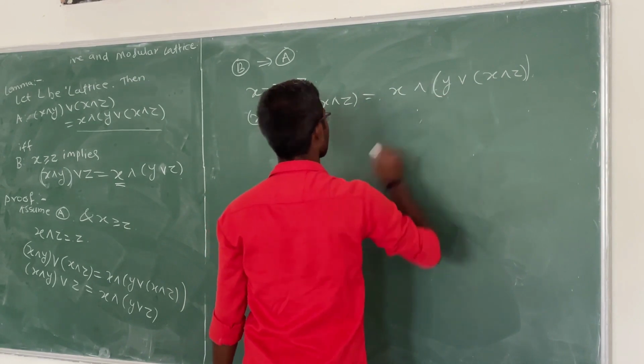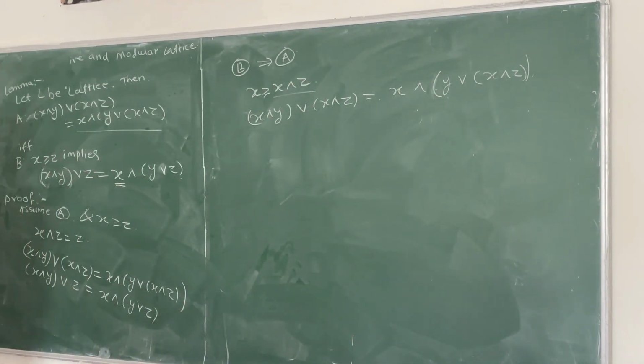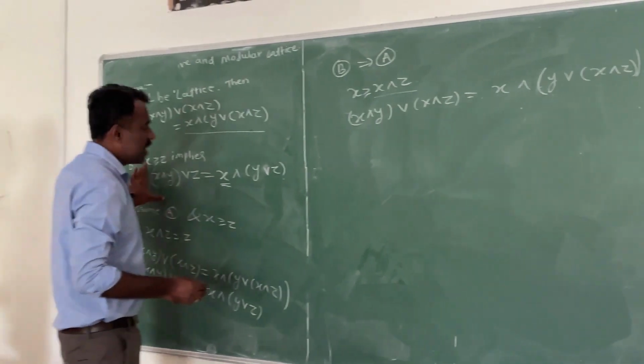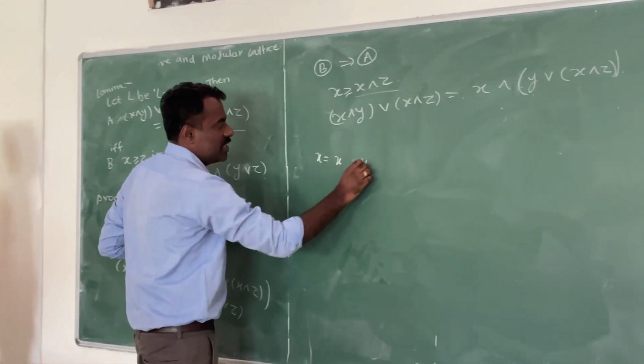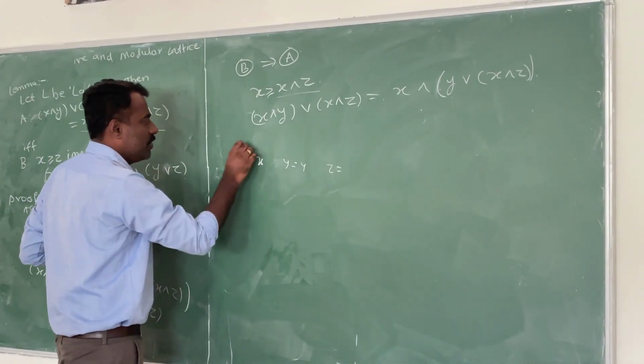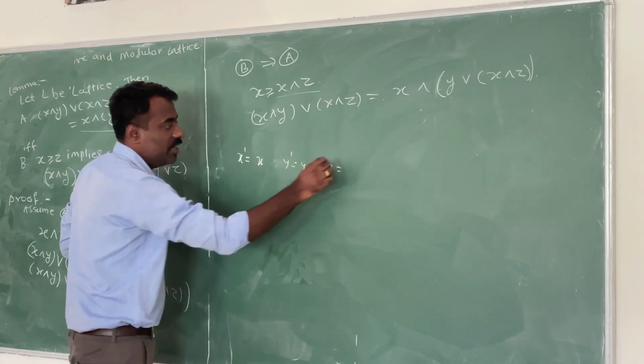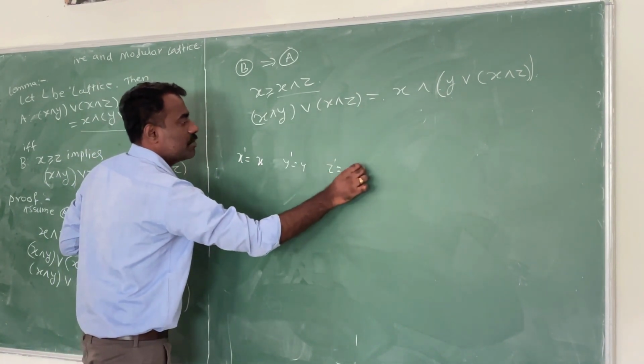Is this clear? Are you following? If not clear, I'll explain. B implies A we want to prove. That means assume B, okay, and we are supposed to prove A. So to apply B, we require some X, Y, Z such that X is greater than or equal to Z. So here we are applying B for X the same as X, and Y the same as Y, but Z we are taking as X meet Z.